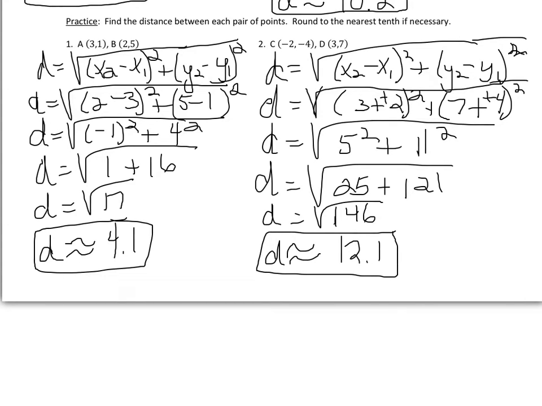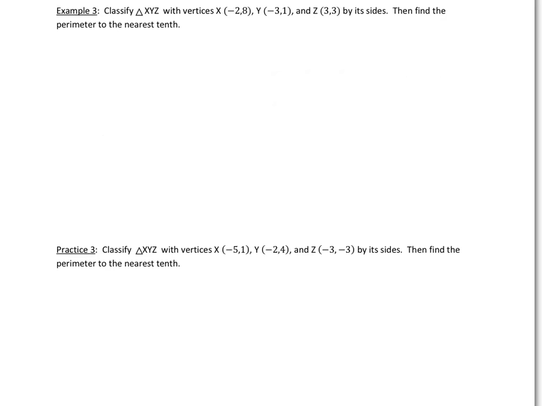Okay, let's go now to the back of the page, and let's start some new examples. The nice thing about the distance formula is we can use it in some different ways. In example 3 it says classify triangle XYZ with vertices X is negative 2, 8, Y is negative 3, 1, and Z is 3, 3 by its sides. Then find the perimeter to the nearest tenth.